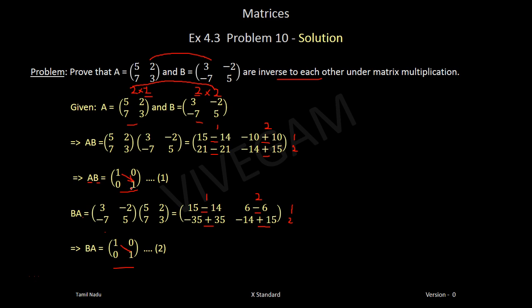Because this is a 2 by 2 matrix. Identity matrices are always square matrices. Square matrix means the number of rows and the number of columns are equal. So this is a 2 by 2 matrix and this is known as I2. If it is I3, you will get 1 0 0, 0 1 0, and 0 0 1. So always, from the left top corner to the right bottom corner you will have 1, and all other elements will be 0.